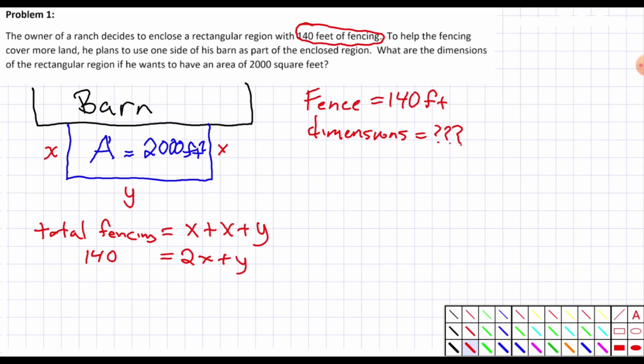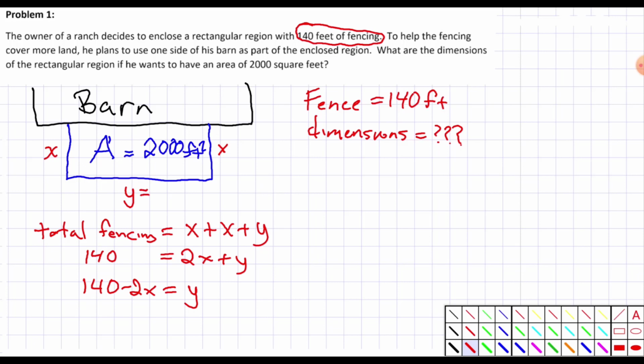Now eventually, when we solve equations, we're going to want to work with only one variable, so let's solve this equation for y. I'm just going to subtract 2x from both sides. That would leave me with 140 minus 2x is equal to y. Okay, so now we have a relationship here for fencing.